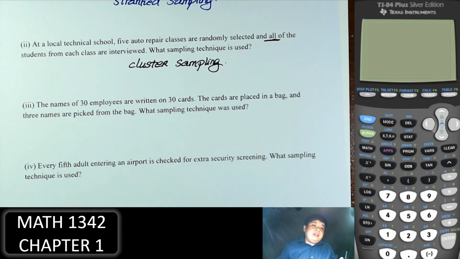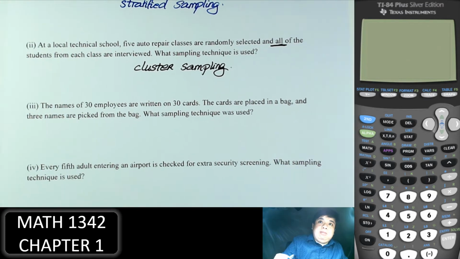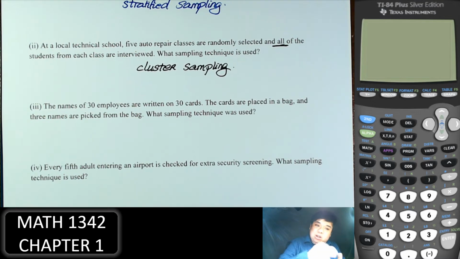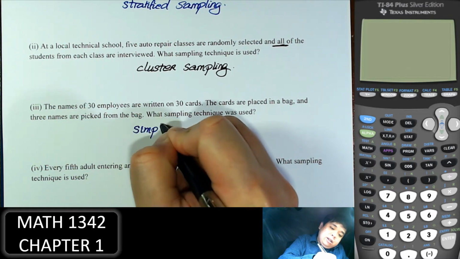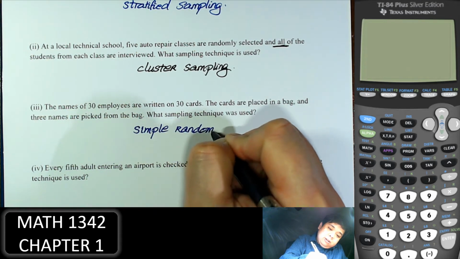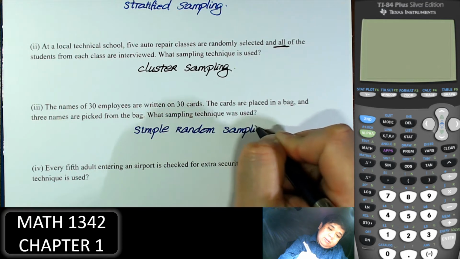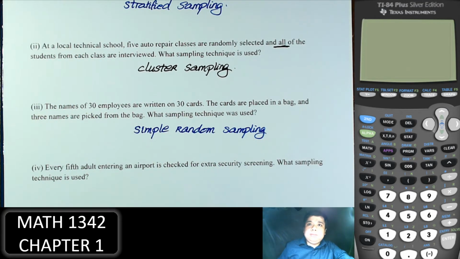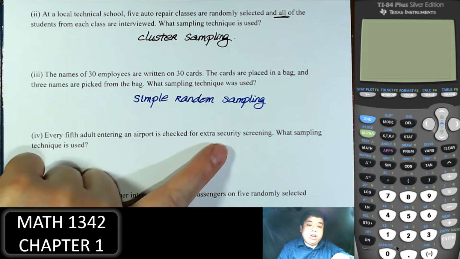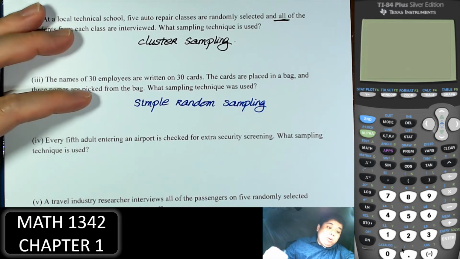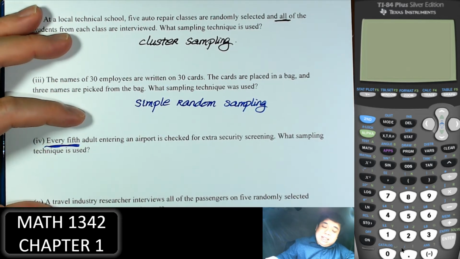Next, the names of 30 employees are written on 30 cards and placed in a bag, and we just pick one from the bag. What sampling technique was used? Well, like I said, there's nothing systematic about this, and there's no cluster, no stratifying. So it is just simple random sampling. Next, every fifth person entering an airport is checked for extra security screening. So the key word here is every some number, so that has to be systematic.